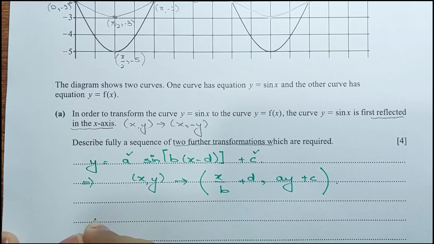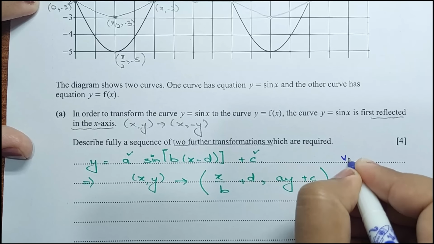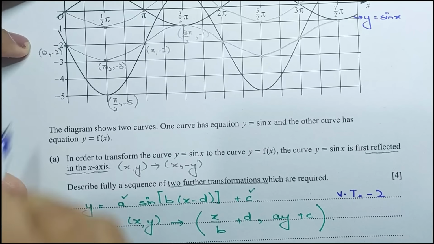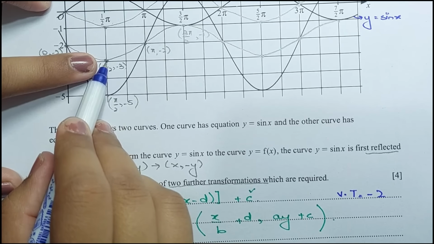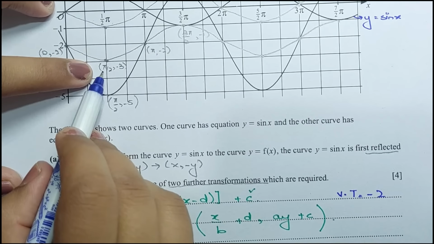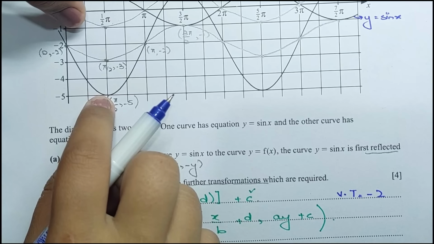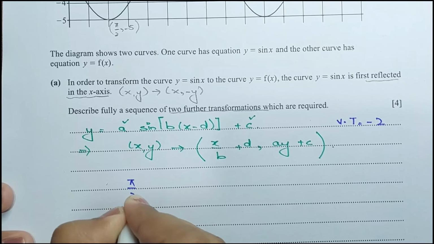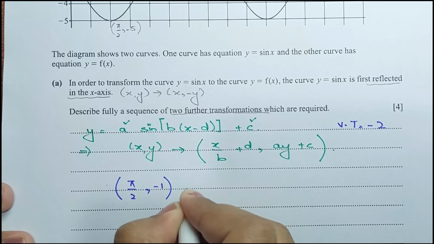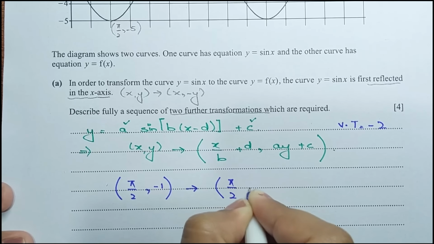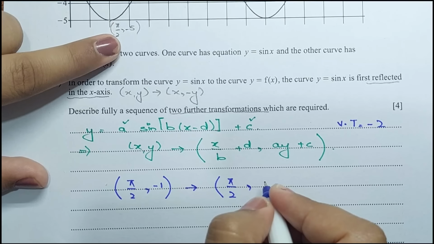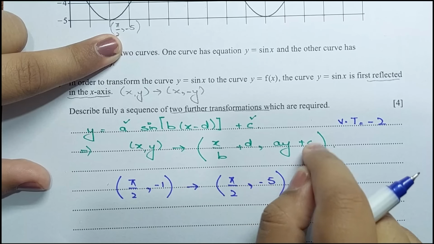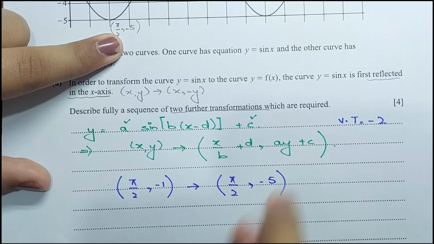We know that we have a vertical translation of -2, because it's moved 2 units down. Now let me deal with this point, the point pi by 2, -3. Okay, let me deal with this one. Pi by 2 and -1 changes to pi by 2 and -5. So the x value is pi by 2 and this is -1. How does it change? x stays the same, pi by 2. So it changes to -5. The x coordinate is pi by 2, it stays the same. The y is -1, changes to this one.